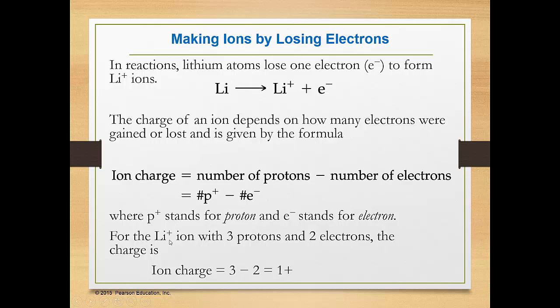So for the lithium 1+ ion, it started out with 3 protons and 3 electrons. It lost one of them, so it has 3 protons and 2 electrons. 3 minus 2 is a +1, so that's where we get that +1.